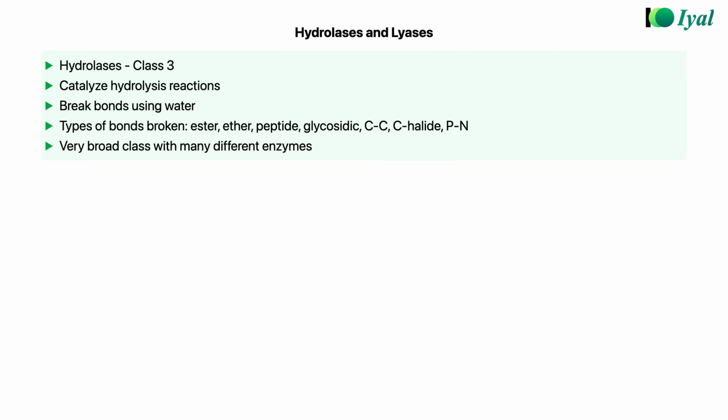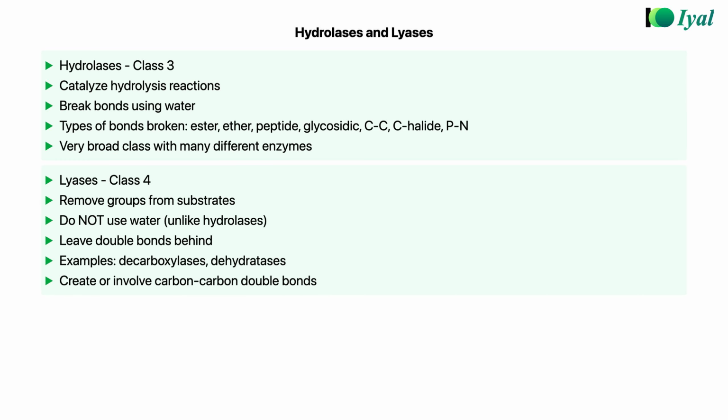Hydrolases are the third class. They break bonds, and they do it using water molecules. That's why it's called hydrolysis. They can break all sorts of different bonds: ester bonds in fats, peptide bonds in proteins, glycosidic bonds in polysaccharides, and others. It's a big, diverse class. Lyases are the fourth class. They remove groups from substrates, but they don't use water to do it. They use different mechanisms. When they remove a group, they often leave a double bond behind. Decarboxylases remove carboxyl groups. Dehydratases remove water, creating double bonds.